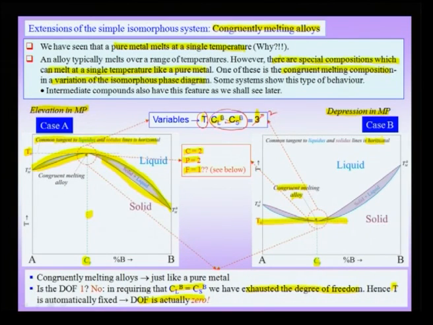So, we have two cases, what we may call the elevation in melting point case and the depression in melting point case, and in case A we can think as if the solid has been stabilized to higher temperatures, in the other case we can think as if the liquid has been stabilized to lower temperatures as we cool.